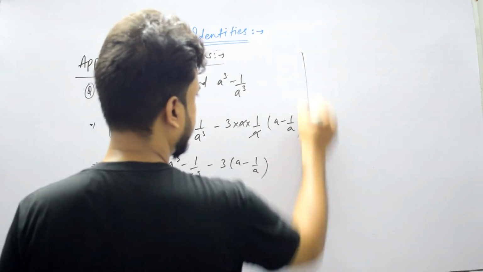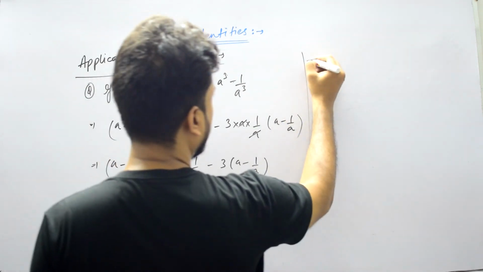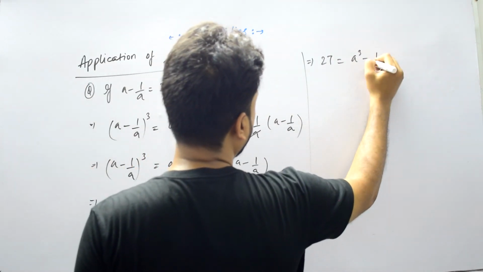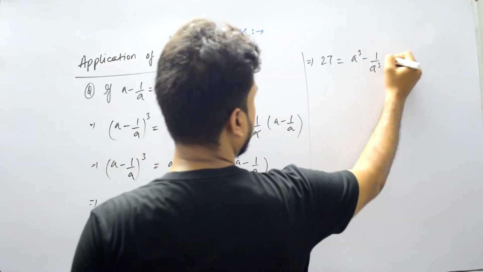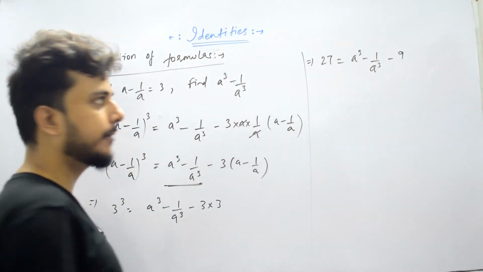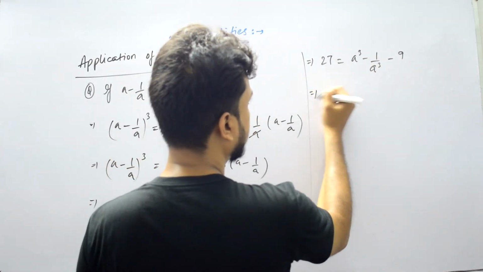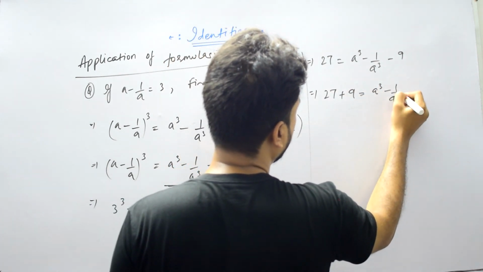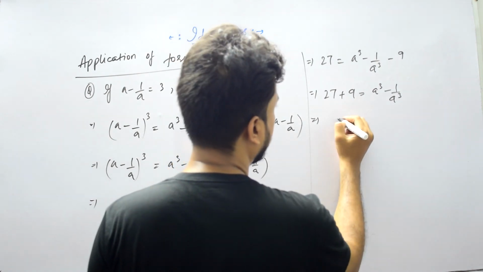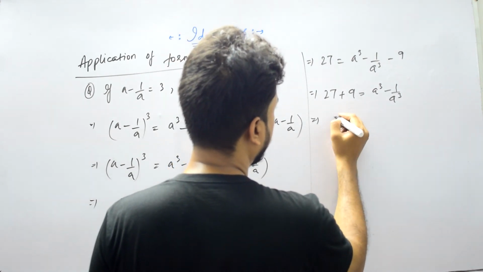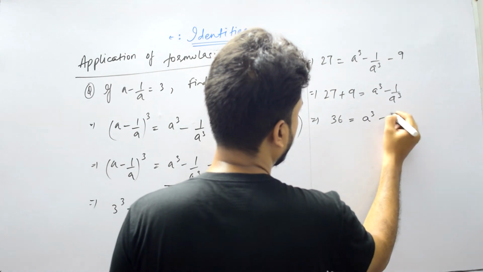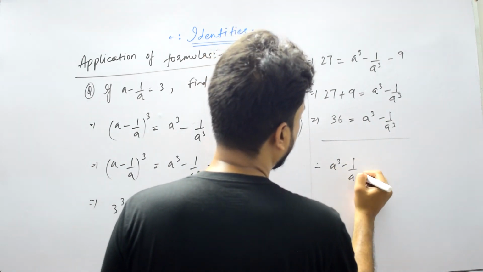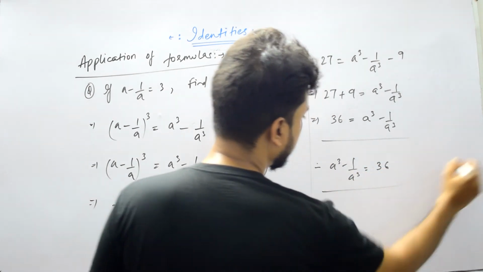Now we will solve it. 3³ is 27 equals a³ − 1/a³, minus 3 into 3 is 9. Now this minus 9 comes to this side, it becomes addition, so 27 plus 9 is 36, equals a³ − 1/a³. So this is my answer, therefore a³ − 1/a³, whatever they are asking in the question, it is 36.